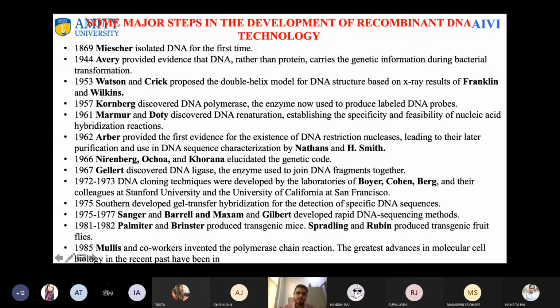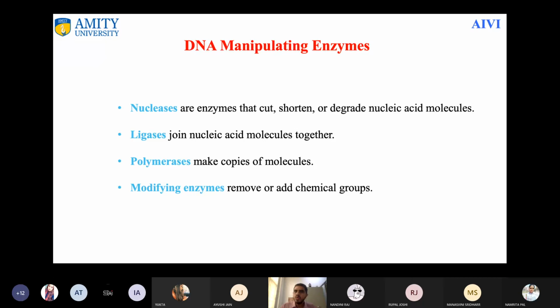So this is just a brief history of the few researchers who helped us establish the current concept of recombinant DNA technology. As I mentioned, recombinant DNA technology simply means combining DNA. When you are combining DNA, generating a new DNA, tools are involved, because without tools you can't do any engineering. So in recombinant DNA technology, we also require some tools.